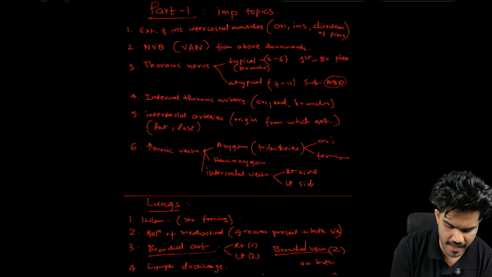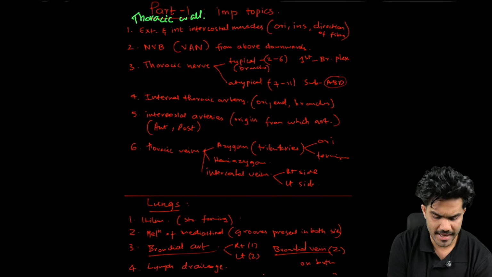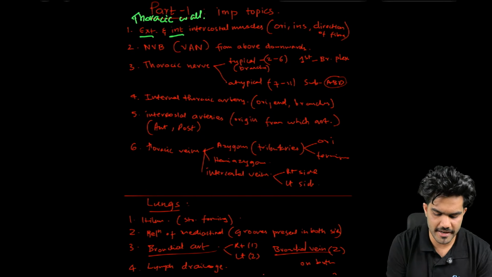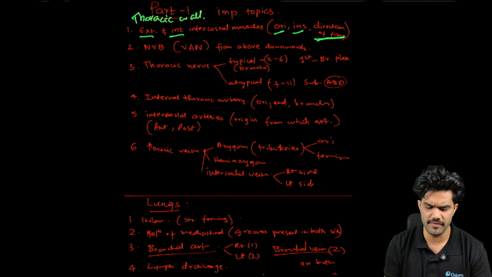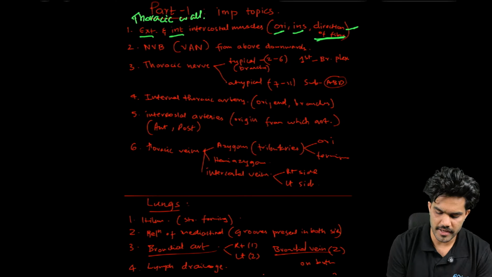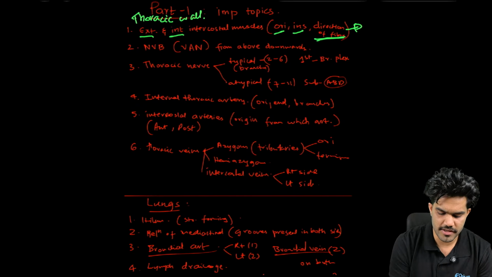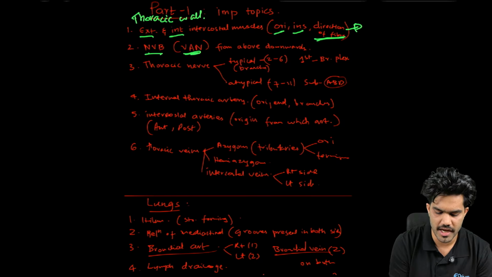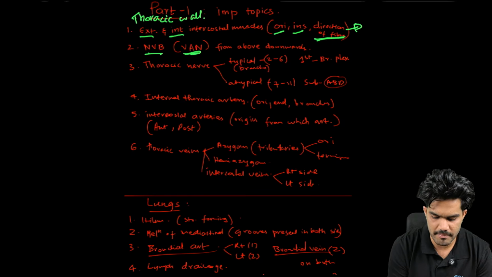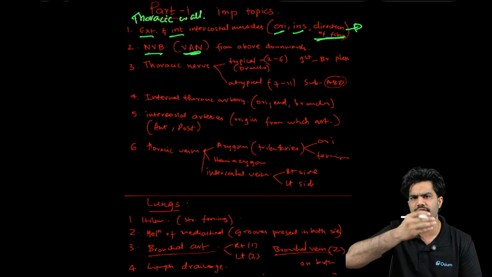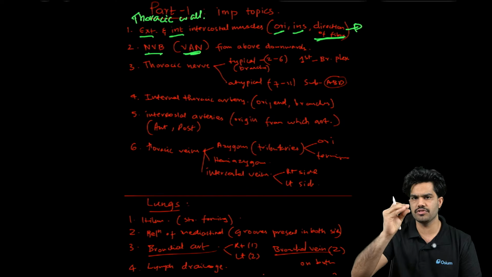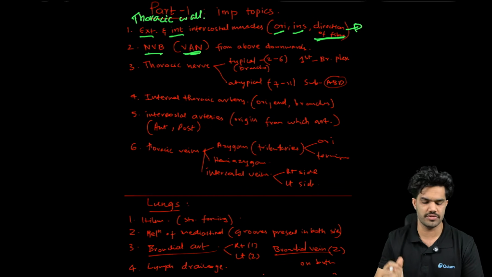At first, we have thoracic wall. In thoracic wall, the important thing for you to know in exam is external and internal intercostal muscles, origin, insertion, and very important, direction of the fibers. Please focus on these topics. Plus the neurovascular bundle, how it is arranged. It is arranged in VAN pattern from above downwards.